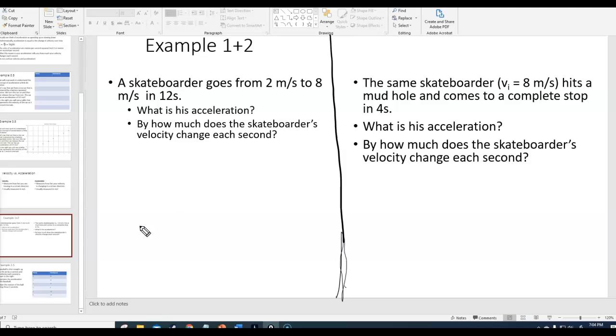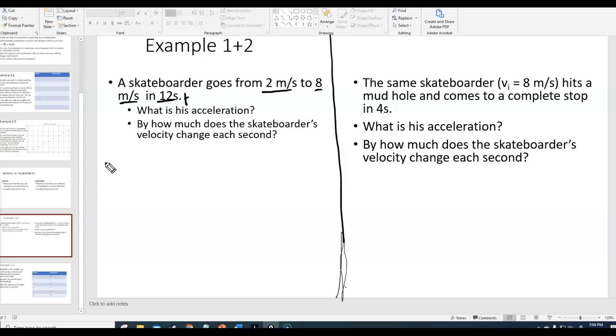Okay, so example 1 says that a skateboarder goes from 2 meters per second to 8 meters per second in 12 seconds. Now, seconds is a measure of time, and so I'm going to label that as t. Remember, you should always start every problem by labeling your givens.